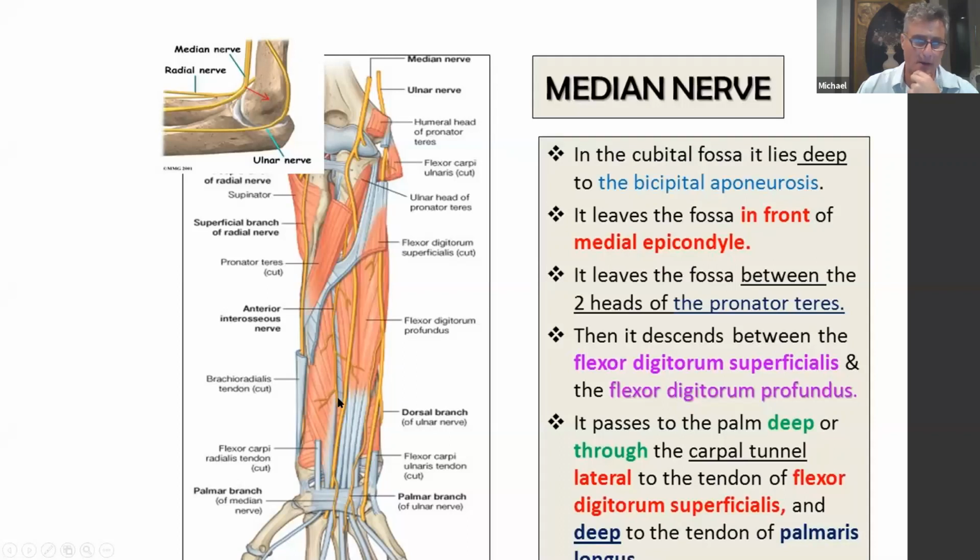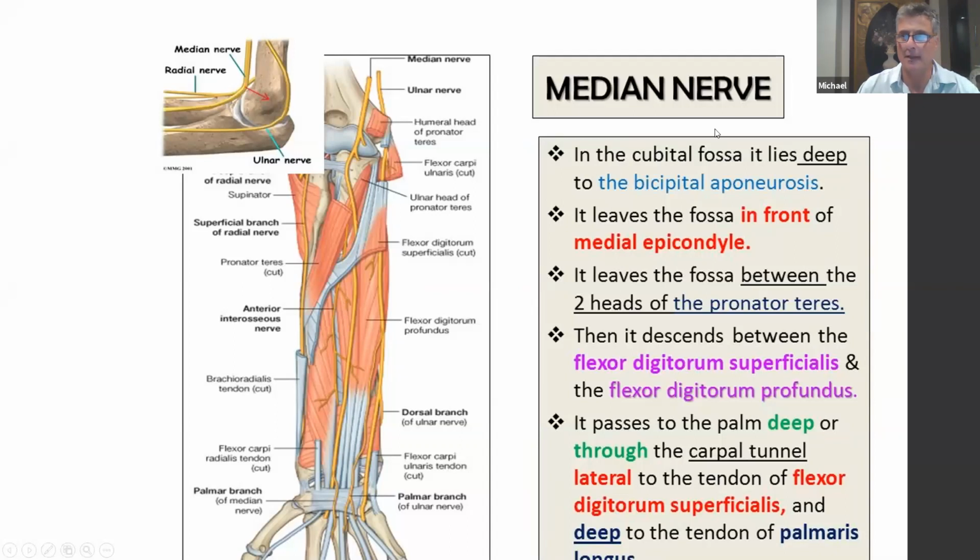interosseous membrane, going all the way down to pronator quadratus, as well as the FPL, as well as the FDP to the index finger. It's not drawn here, but this FDP to the index finger is often a completely separate muscle belly and tendon. These three are often one tendon almost, and one muscle belly almost. But we'll talk about that a bit later.